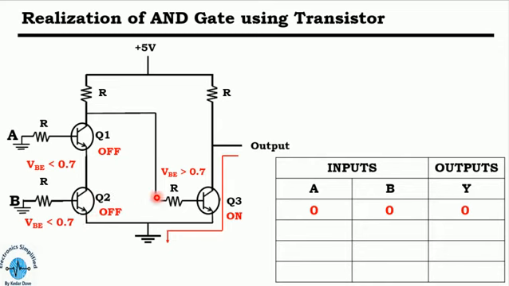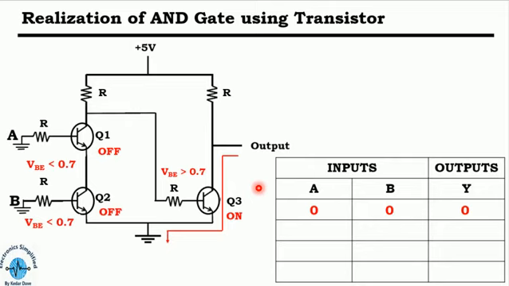Hence Q3 will be in the on condition, and the flow of current will be in this way, and that means the output will be in the zero condition. That means no output will be there.